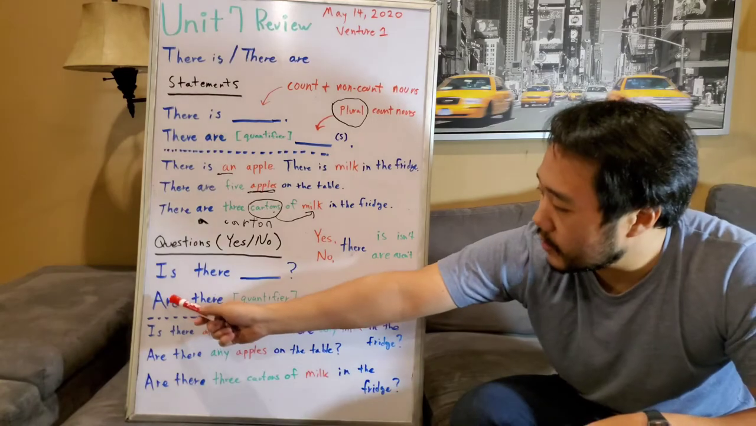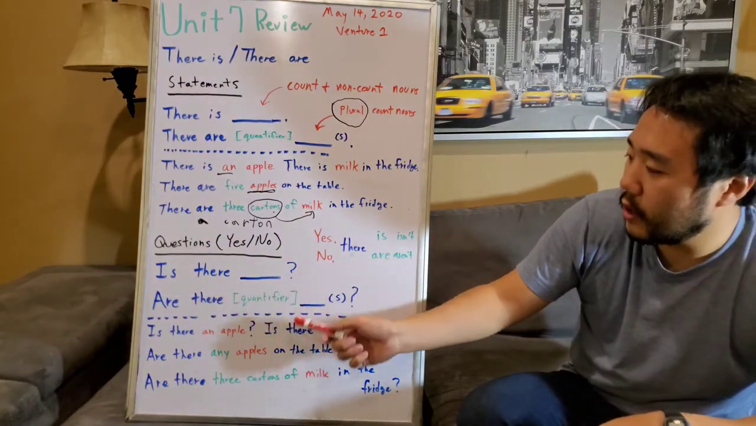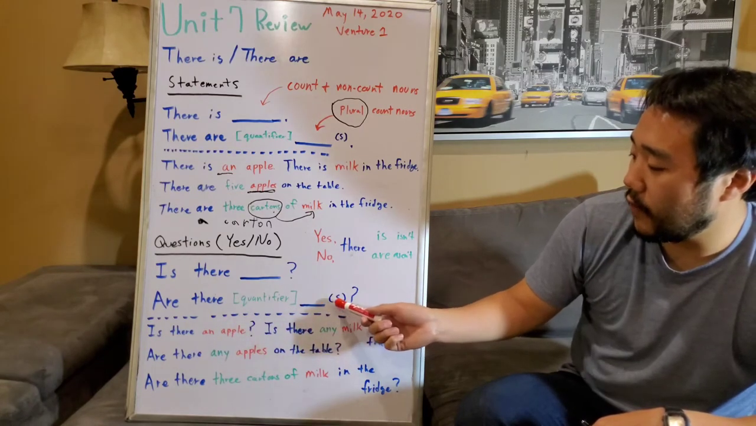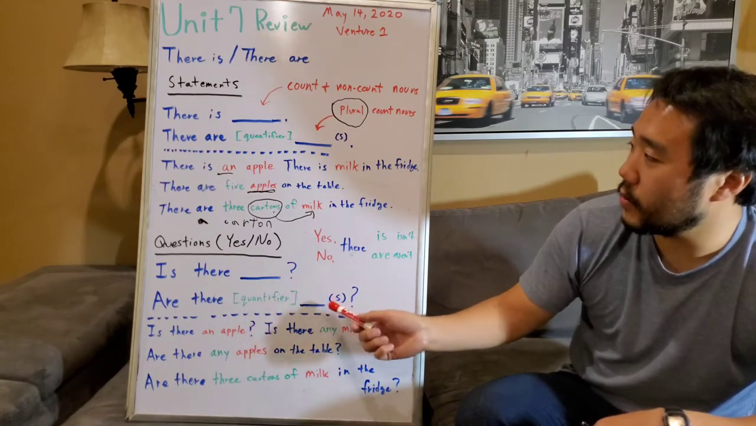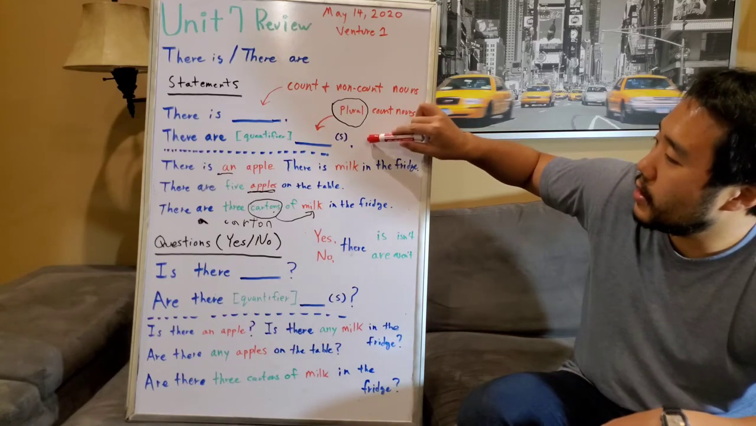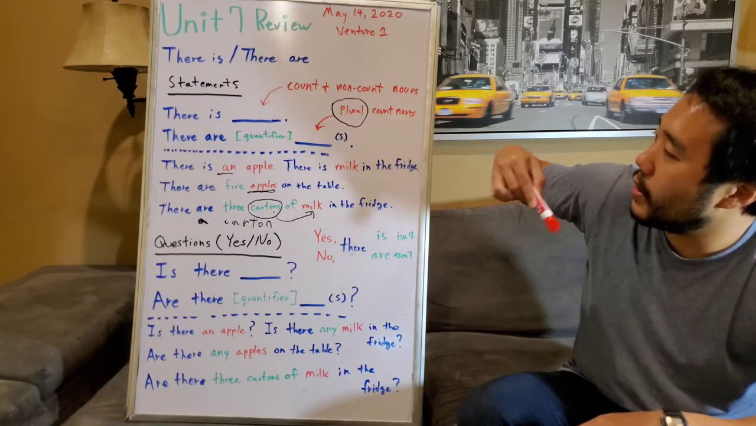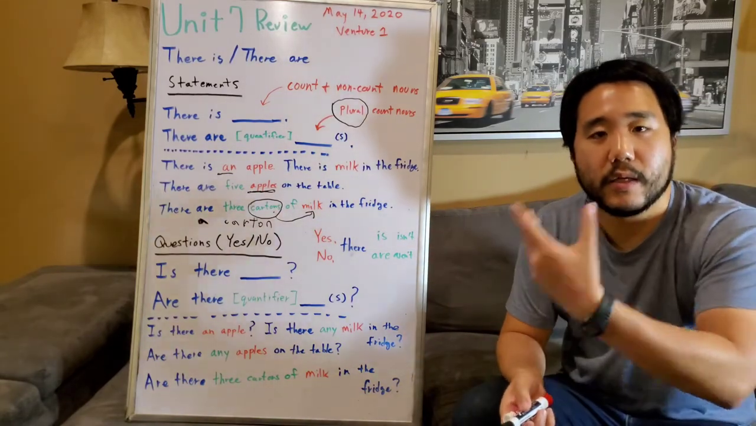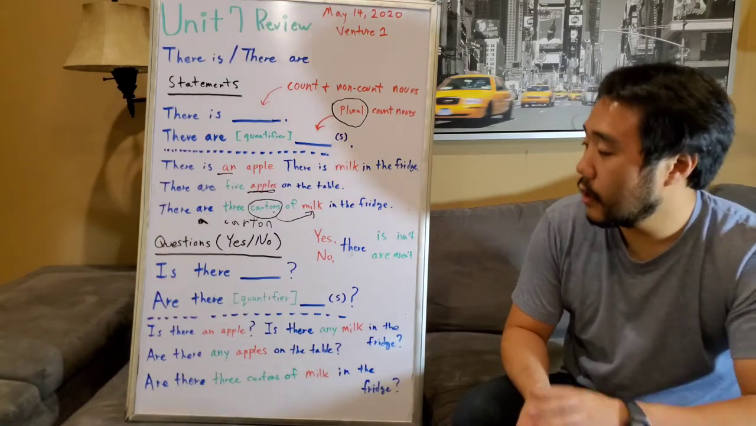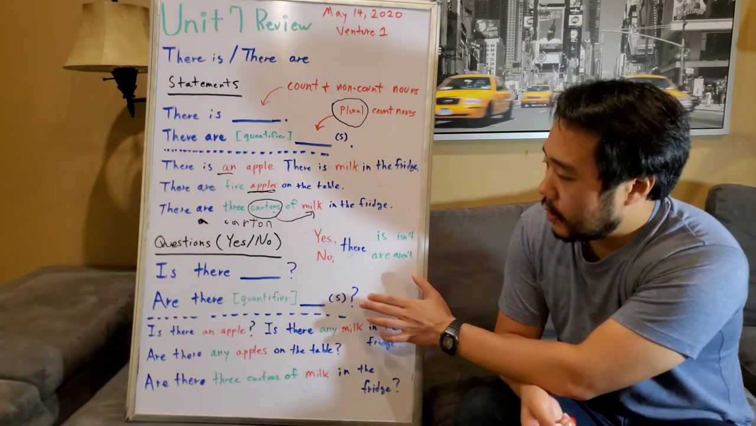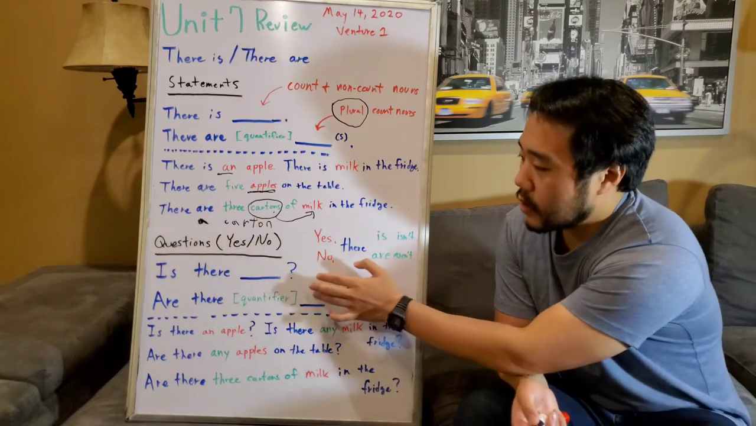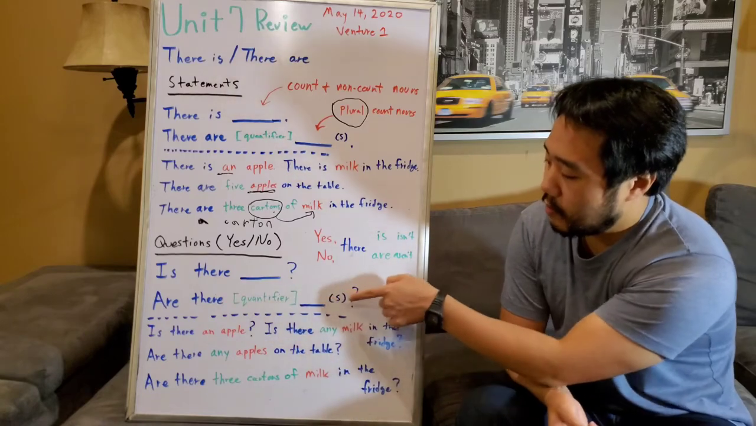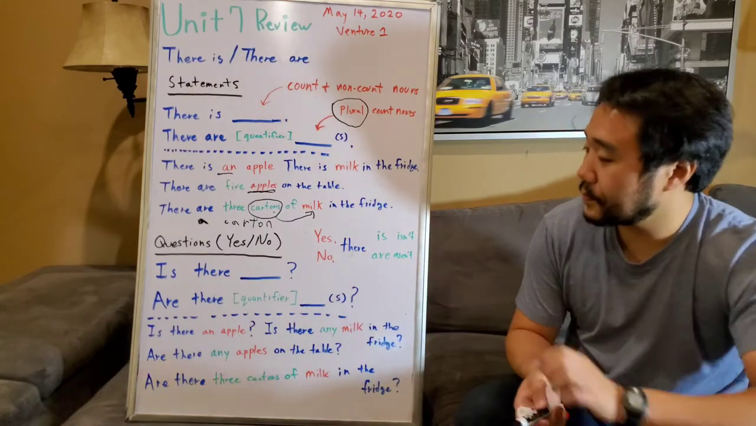So we have, is there blank, question mark. Are there quantifier blank. Here I have an S, right? So this part needs to be plural. For the plural count nouns, because it's plural, the count noun has to be in plural form, okay? For the questions, we have is there blank and are there quantifier blank, question mark?